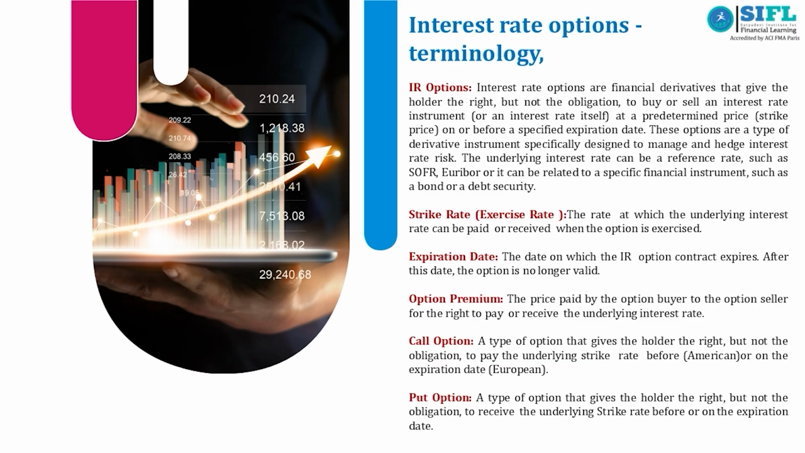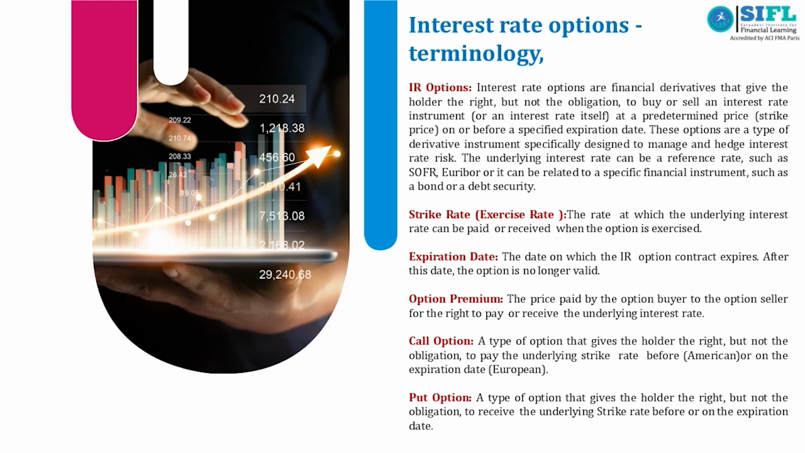Example, intuition: strike equals 2.5% on a 3-month reference. If the market 3-month rate at the exercise date is at 3%, then a call, pay fixed, is valuable. You pay 2.5% and get 3%, while if the market is at 2%, a put, receive fixed, is valuable.